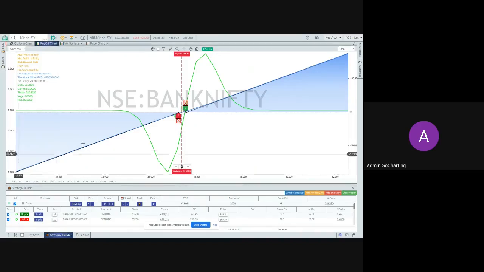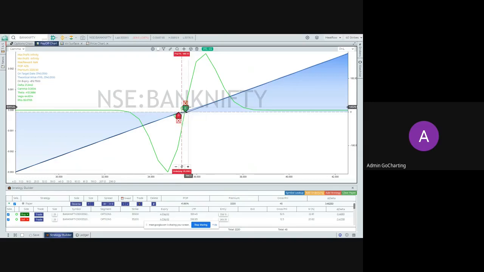Okay, so here in this chart, like I had seen before, I had taken two positions. I had bought a call and I had sold a put. So these two are showing in the form of these two markers. If you have bought it, the arrow will be showing on the top side, and if you have sold, the arrow will be showing in the bottom side.